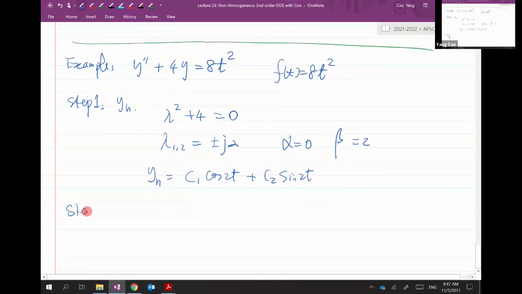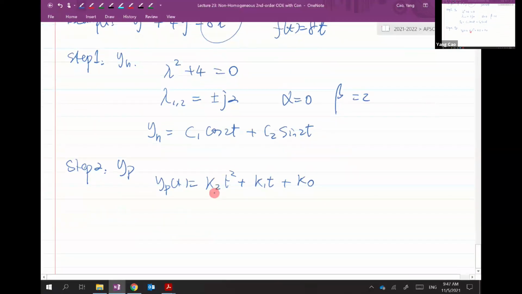That's your general solution for the homogeneous one. And then step 2 is to find the YP. So YP depends on the form of the input function f(t), which is at². So now I look at the table, follow the basic rule. My choice for YP would be, okay, let's use K2 t² + K1 t + K0. According to the table, this is your choice of YP.